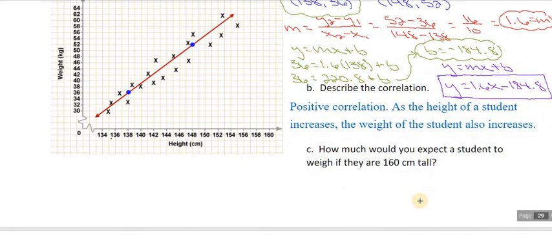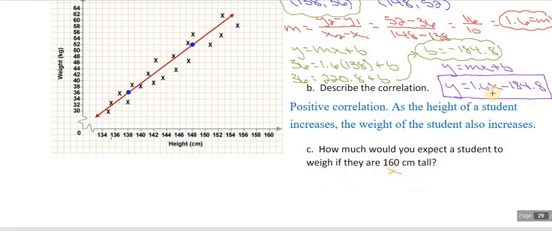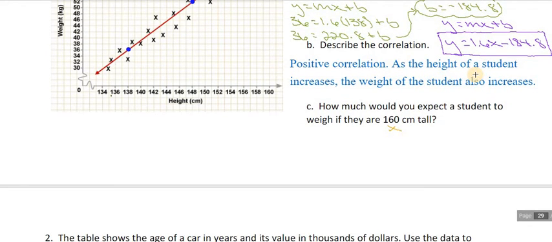Okay, so this is x. And in a perfect world, we would have written a let statement. So let x equal x was height in centimeters. So we're taking 160, plugging it in for x, and we'll do the plug and chug. So y equals 1.6 times 160 minus 184.8.